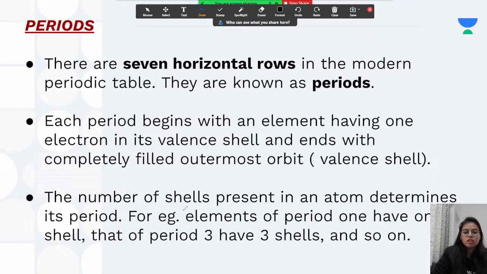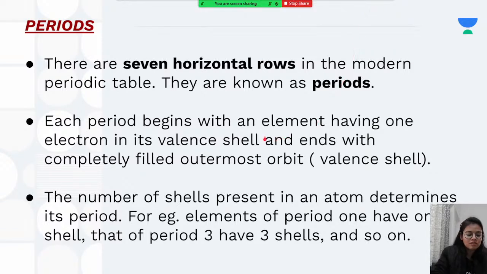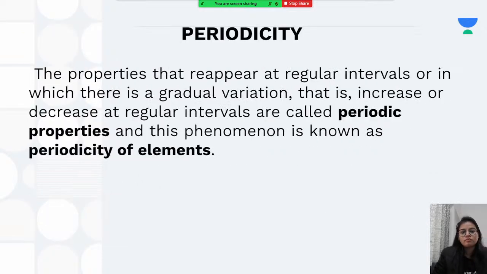Next, the number of shells present in an atom determines the period. For example, the elements of period 3 will have 3 shells, and the elements of period 4 will have 4 shells. So this is how it goes on. This was a basic recap of what we did in our last class.